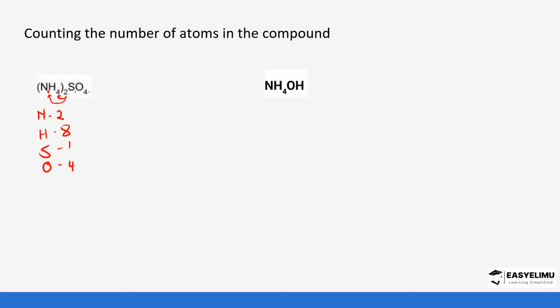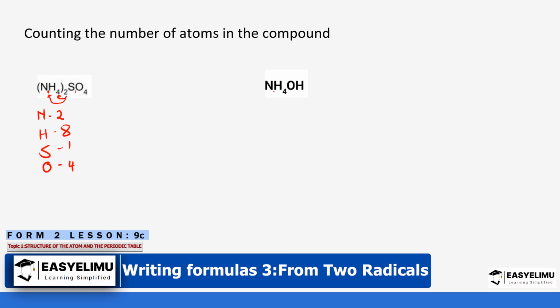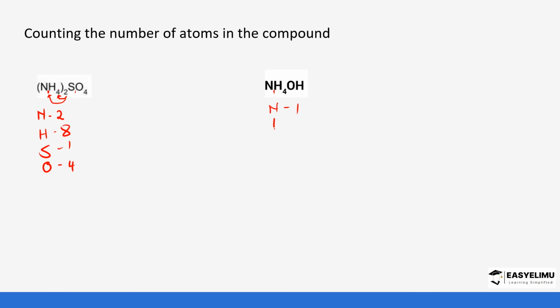Ammonium hydroxide, the nitrogen here, it's only 1 atom. Hydrogen is 4, as you can see. Oxygen is 1. And hydrogen is also 1, as you can see.